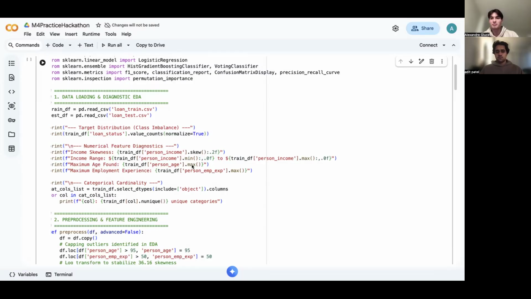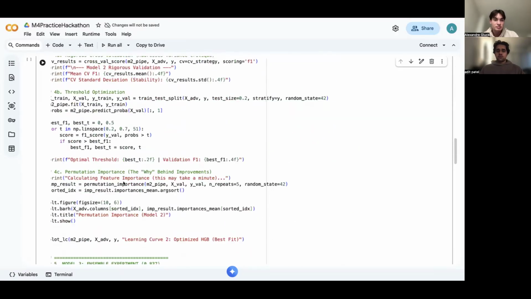So we also flagged the impossible data, like a maximum age of 144 and employment experience of 125 years. We used these insights to cap the age at 95 and experience at 50, and applied log transformations to the income to stabilize that distribution. We also noted that categorical features like education had very low cardinality, so one hot encoding was our most efficient strategy.